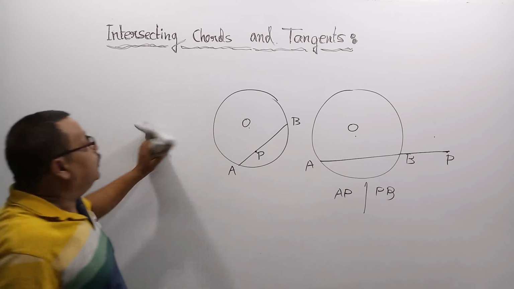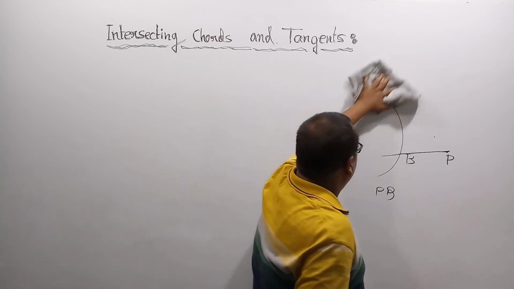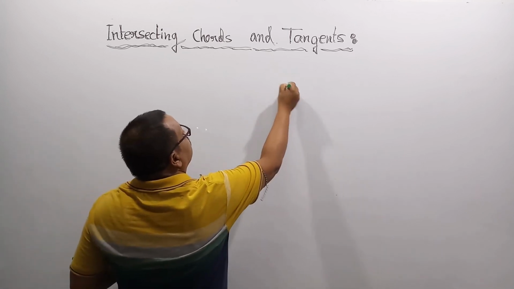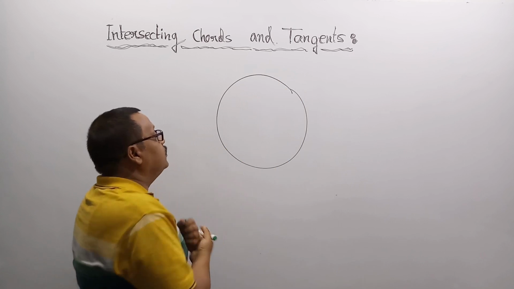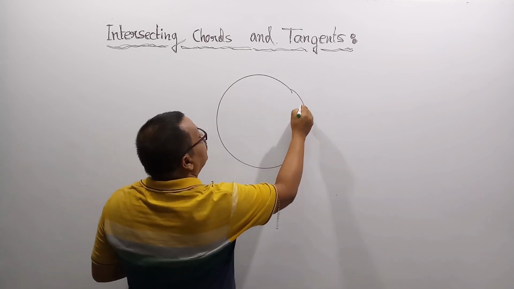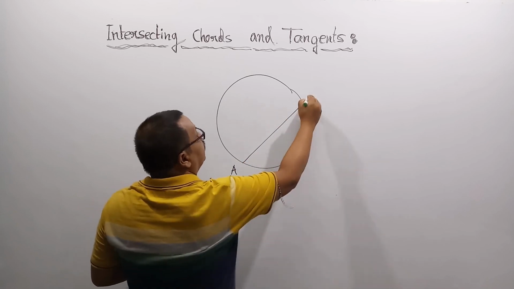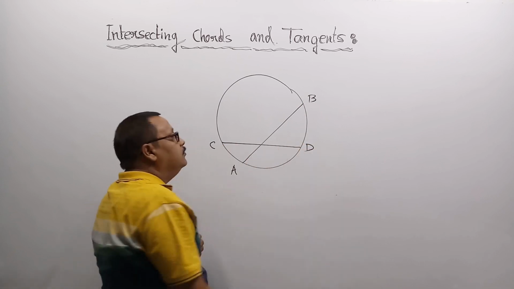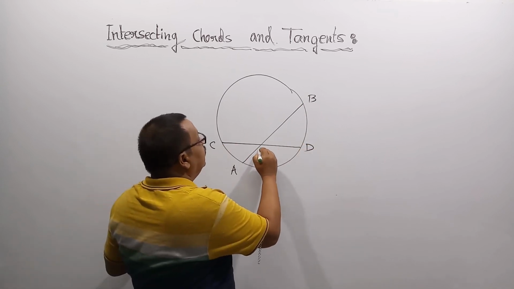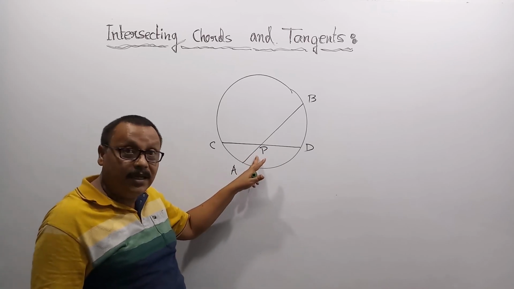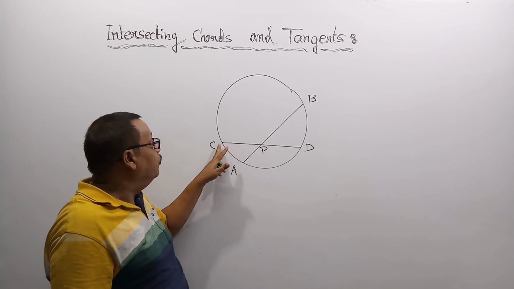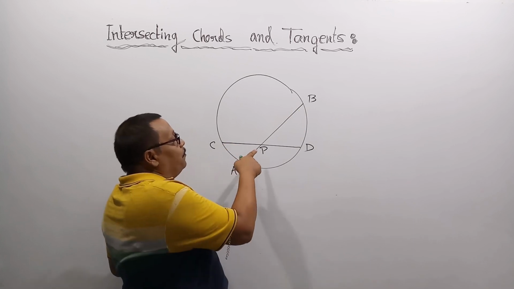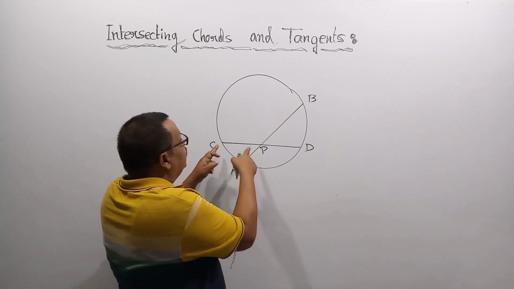Now come to one theorem. I think after this it will be clear. Consider two chords together. Say one is AB, another is CD. Two chords intersecting at the point P. Here P is inside the circle, so P is dividing both chords internally. Clear? Very good.